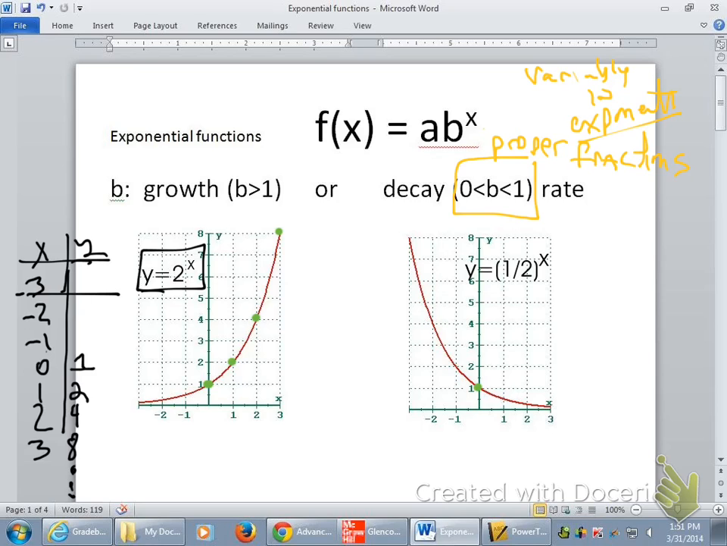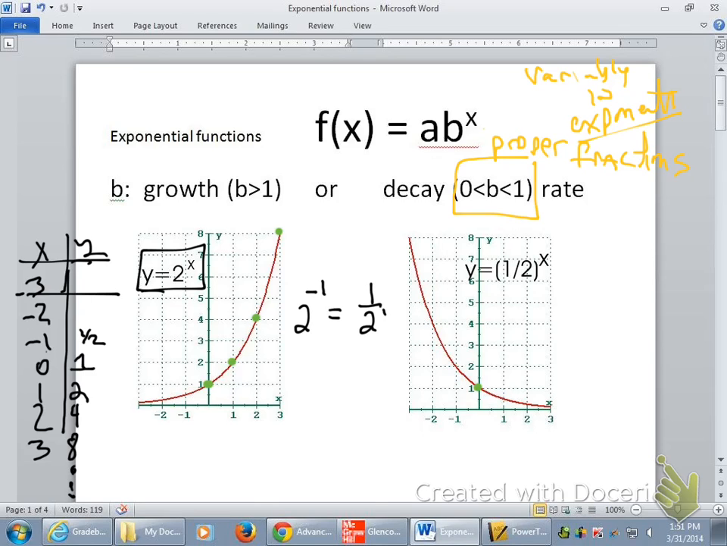Now, look at it backwards, though. A lot of us struggle going backwards on the graph. If I plug in a -1 right here, and I'm going to erase this in a minute, but for right now I'm going to show my work. 2 to the -1. What does that mean? 1 over 2. It's 1 over 2 to the 1, isn't it? Which is 1 over 2. So isn't this a half?